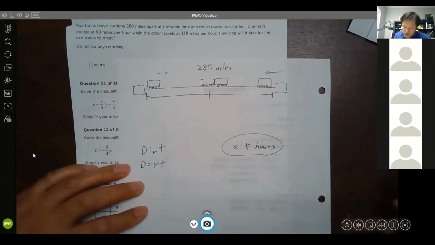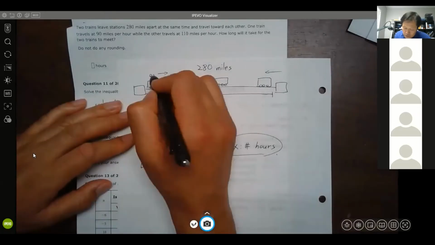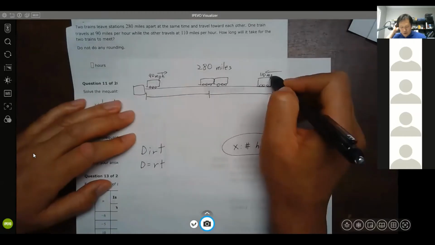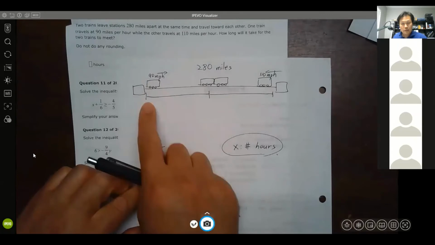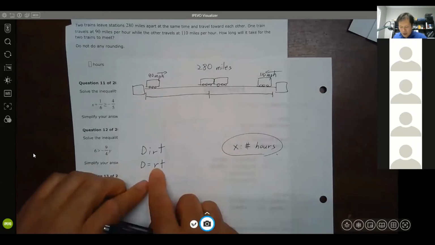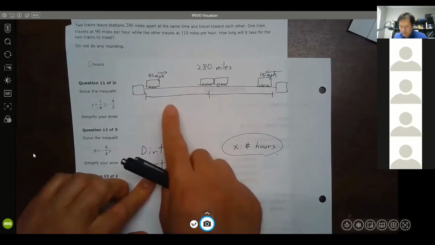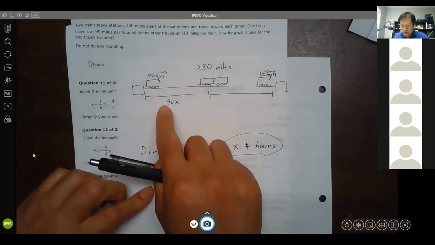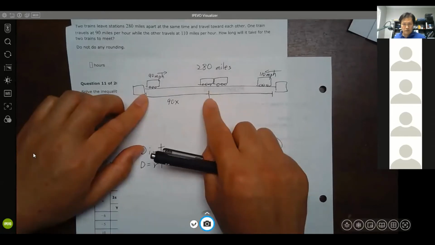So the first train, they said, is 90 miles per hour. The second train, they said 110 miles per hour. So we have a rate of the first train, and we do have a time. So rate times time is a distance. The first distance we can express as rate times time, which is 90x, the distance traveled by the first train. Are you guys following okay?